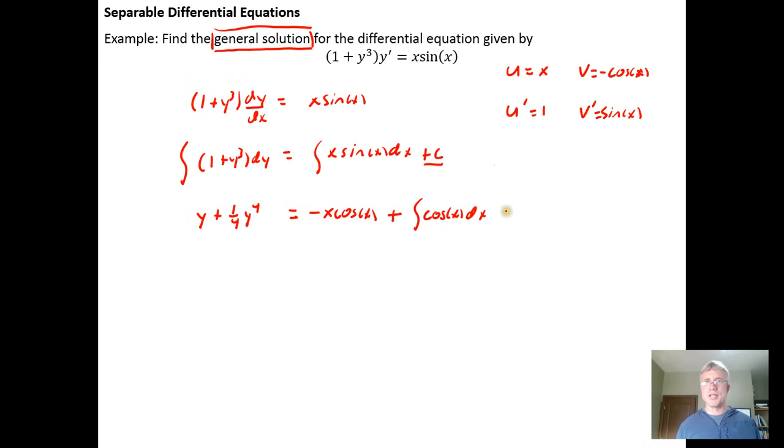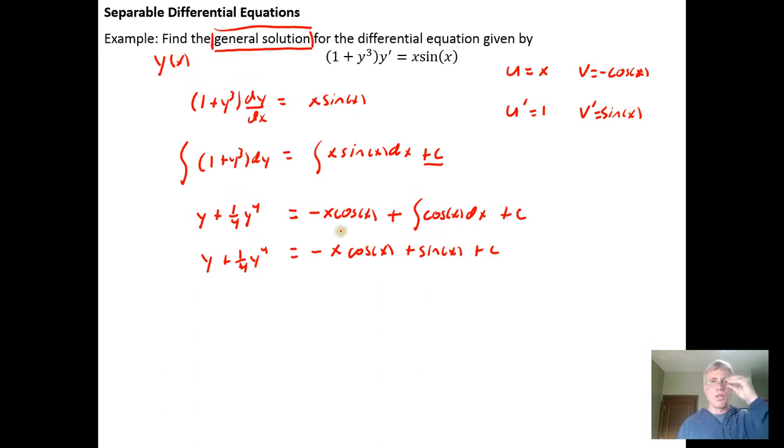We have our plus c still, our constant of integration, so we wind up with y plus 1/4 y to the 4th equaling the opposite of x cosine of x, and then integrating cosine we get plus the sine of x, plus a constant of integration. So here you can see that you can't solve it for y explicitly. In a differential equation where we have a dy dx, the goal is to find the function y, or y of x. And in this case, we're going to have to leave the solution implicitly defined. So we've implicitly found y.